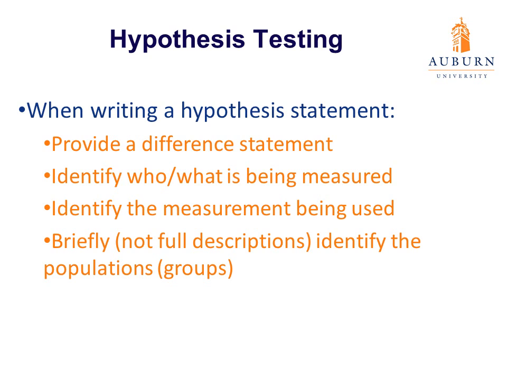A difference statement, so either there is a difference or there's no difference. Identify who or what is being measured, in other words, your population. Include the measurement as well, which goes hand in hand with the population, because whenever you describe a population, you include the measurement. And then also mention the groups that are being compared. Those are the four things that you're graded on when writing a hypothesis statement. So provide a difference statement, identify who or what is being measured, identify the measurement itself that they're being measured on, and identify the groups that are being compared.